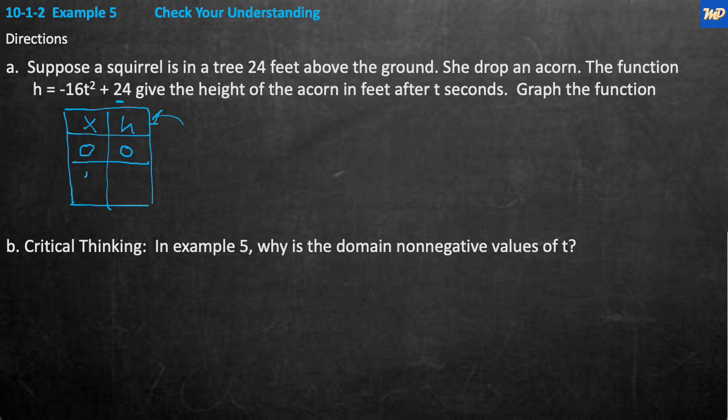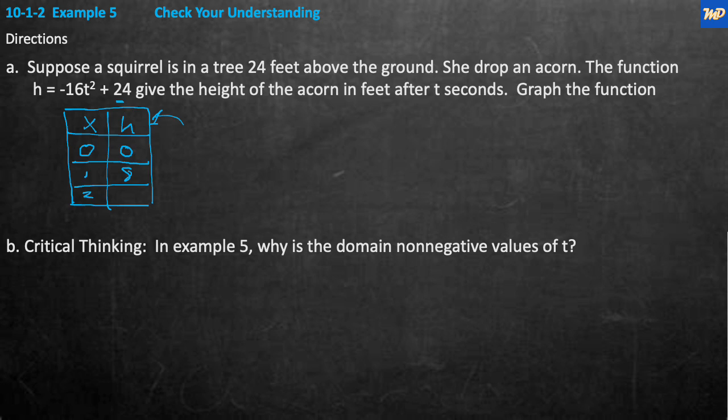1 and 2. Okay? So when t is 1, h is negative 16 plus 24. So that's 8. Right? 24 minus 16 is 8. So in 1 second, the acorn is 8 feet off the ground. It's fallen all 16 feet.